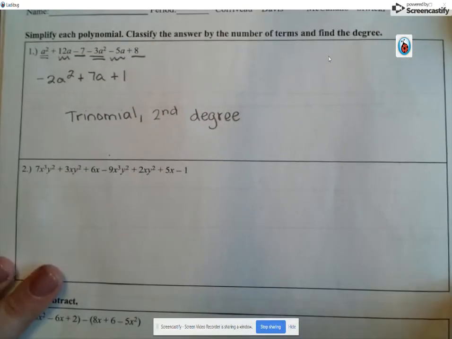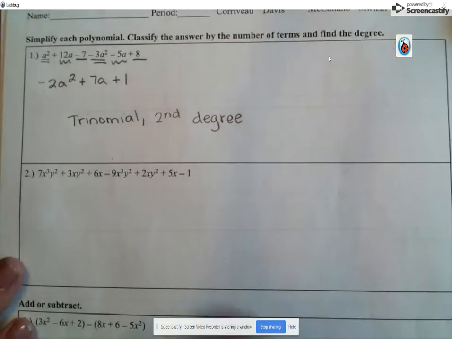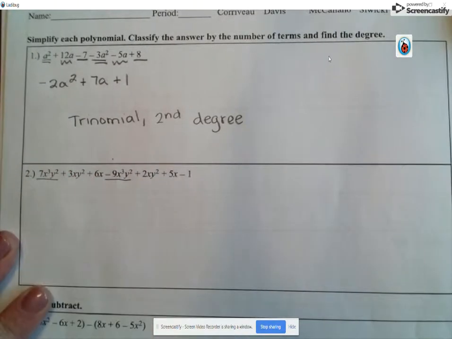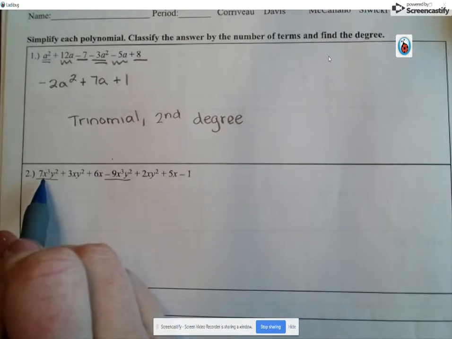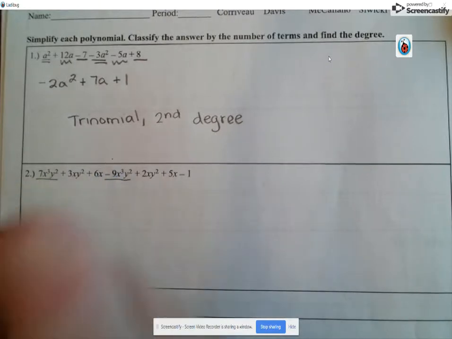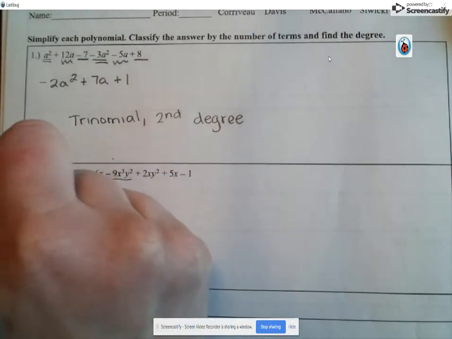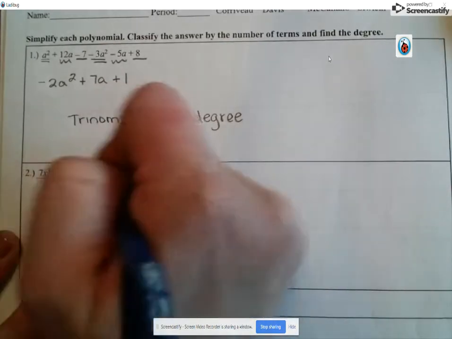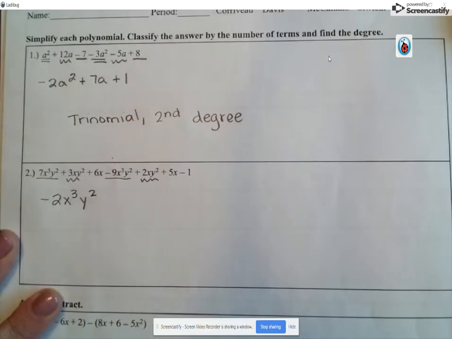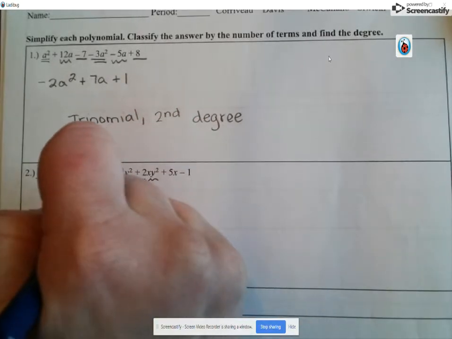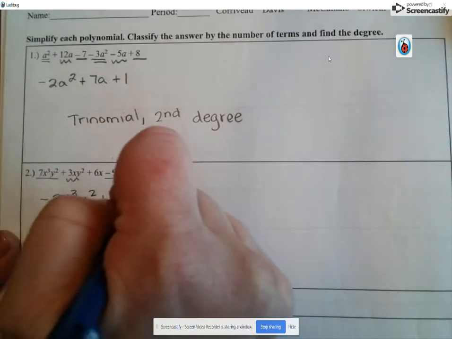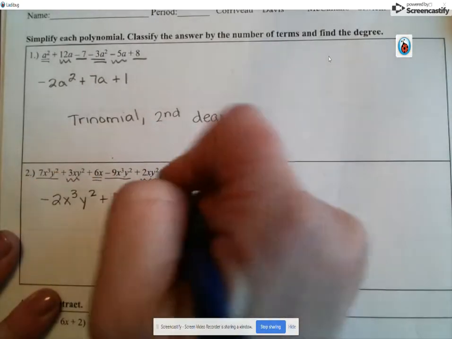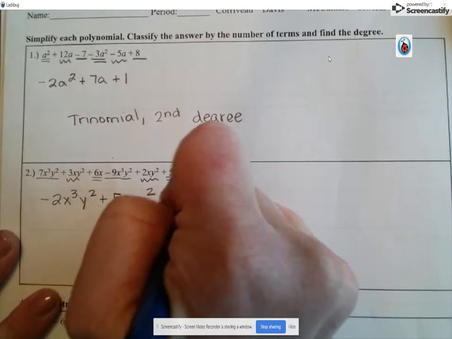So same idea here, but this time we have a little bit more complicated. So again, I'm going to look at my ones that are alike. Okay, and I'll start with those. 7x cubed y squared minus 9x cubed y squared is negative 2x cubed y squared. Looks like I have 3xy squared and 2xy squared, so that'll give me plus 5xy squared. I've got a 6x and a 5x, so if I add those together, that's 11x, and then minus 1.